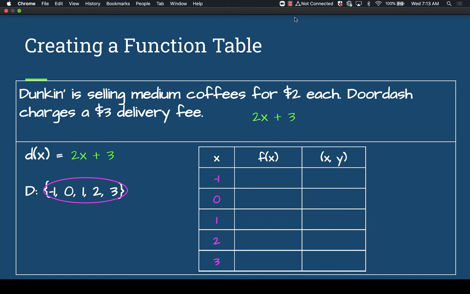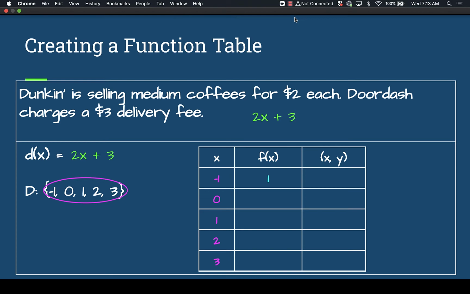In order to figure out my f of x or my y value, all I need to do is take each of those domain values and plug it into my function to see what comes out. So if I plug in -1 into that function, 2 times -1 plus 3, simplify it, what ends up coming out is 1. This would tell you that if you bought -1 coffees, it would cost you $1. Again, that doesn't make sense in this context, but it's included there so you can get the pattern.